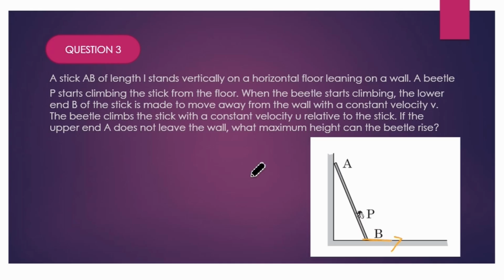It's been many days since I solved this question. The beetle climbs the stick with a constant velocity U relative to the stick. If the upper end A does not leave the wall, what is the maximum height the beetle can rise? First of all, this is one of the toughest questions. Of the three questions we have solved till now, this third one is very tough, so try to understand carefully. It's very interesting also. First, suppose three conditions are possible.